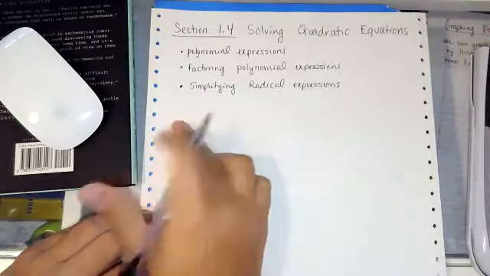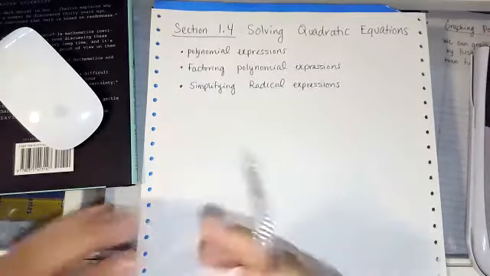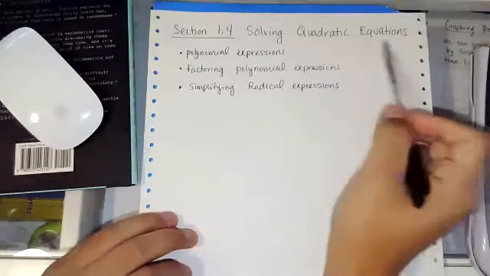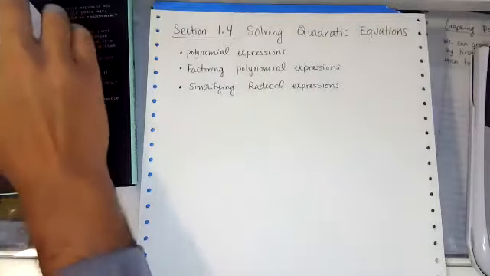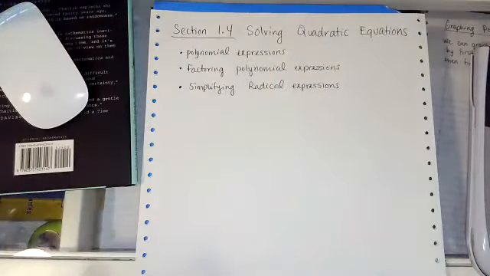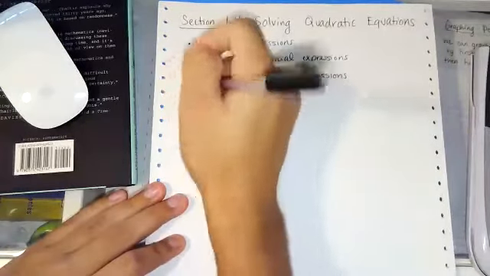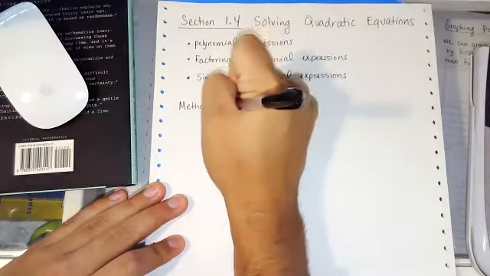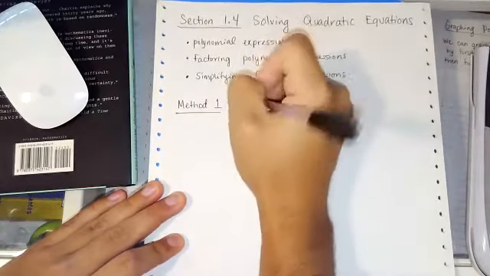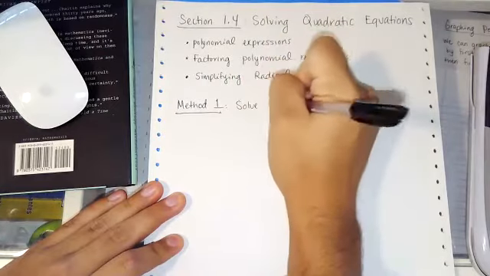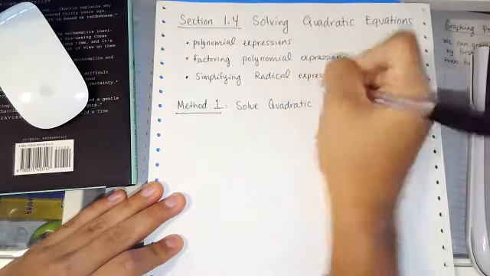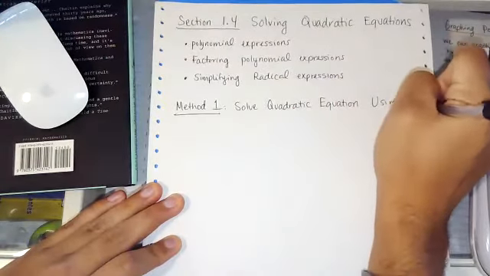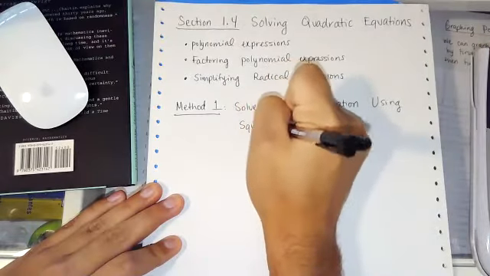And really, these three things are probably the most important parts that will contribute to us understanding how to go about solving quadratic equations, because there are going to be three main strategies for solving quadratics. So at the end of last time, we saw the first method for solving a quadratic equation, which was to solve the quadratic equation using the square root property.